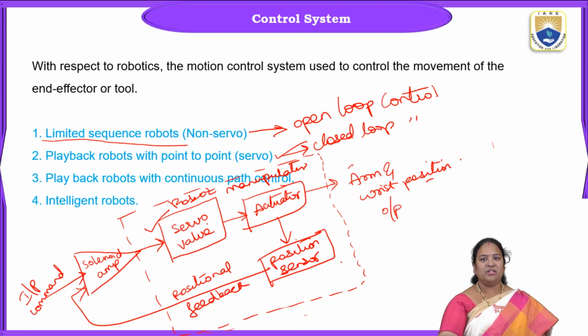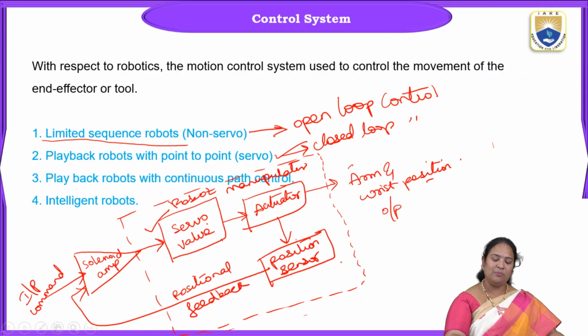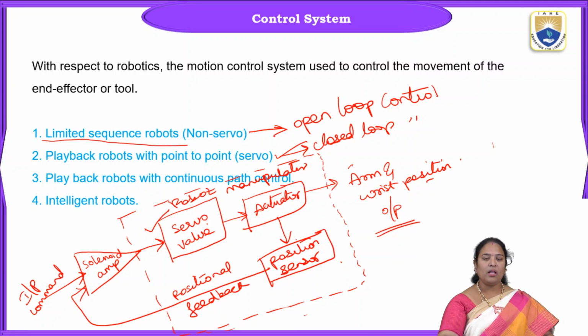The errors being generated at the output of the work will be rectified with the help of the servo valve, where a signal is sent from the positional sensor to the solenoid amplifier, and then, with the help of the servo valve, the errors will be rectified, and the process will be reworked, right? And again, if there are any corrections to be made in the input programming, those corrections will be done, and finally we will be getting an accurate output.